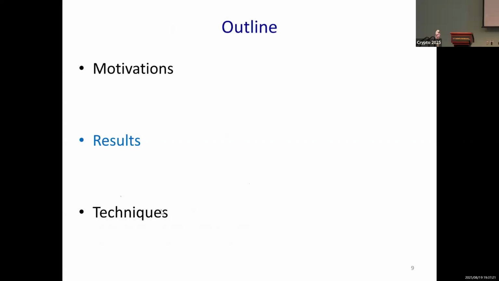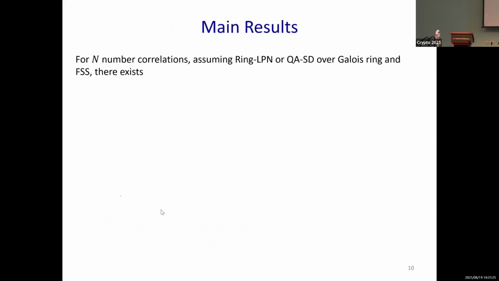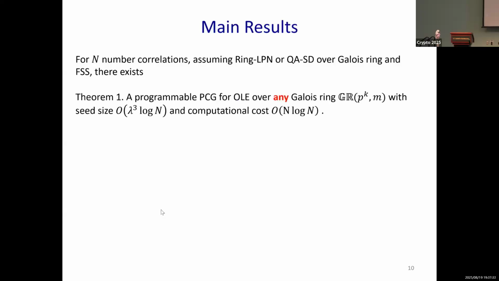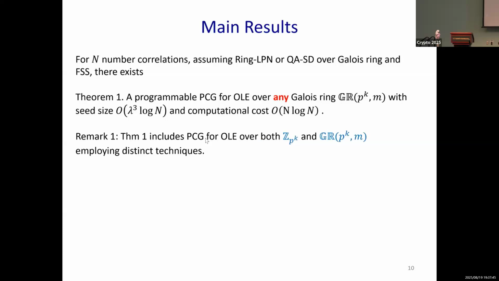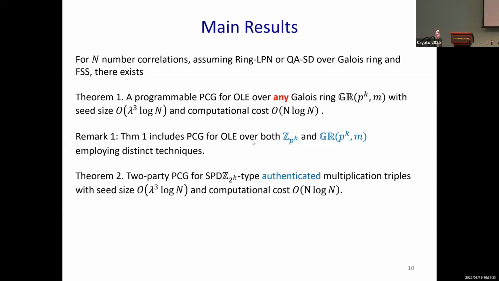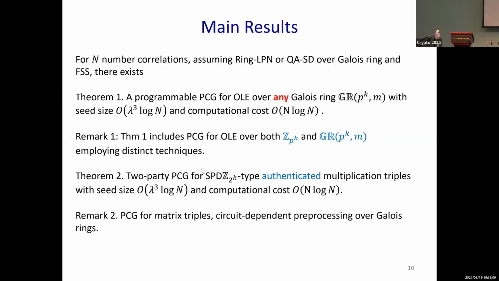Next, I briefly introduce our results. Assume the RLPN or QASD assumption over Galois ring and function secret sharing. We construct a programmable PCG for OLE over any Galois ring with logarithmic seed size and quasi-linear computational complexity. This theorem contains results both for Z_{p^k} and general Galois rings. Next, we obtain a two-party PCG for SPDZ_{2^k} type authenticated multiplication triples with logarithmic size and quasi-linear computational complexity. We can also extend our result to PCG for matrix triples and circuit-dependent preprocessing over Galois rings.